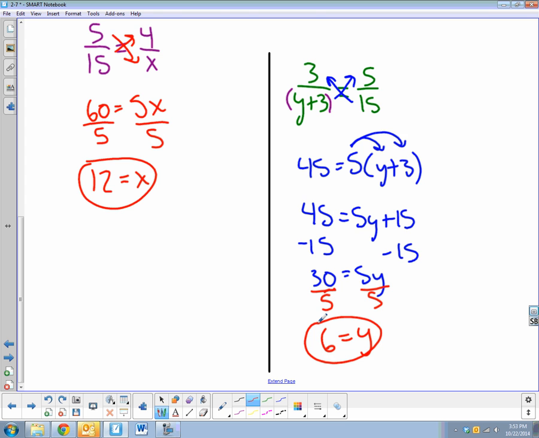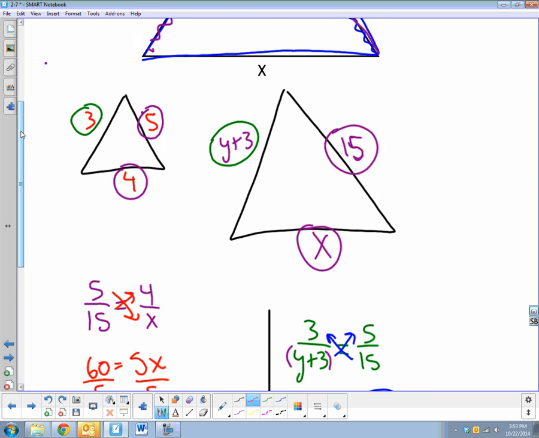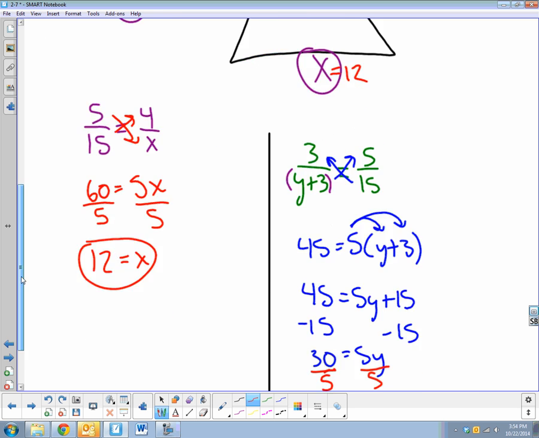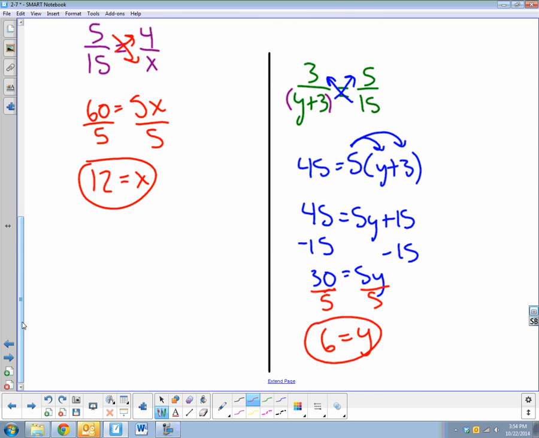Which, if we go back to our idea that it's 3 times as big, you can always pause and go back. 4 times 3 is 12. 5 times 3 is 15. 3 times 3 is 9, which would mean that y would have to be 6, because 6 plus 3 is 9. So it does work, and we can set up that proportion and solve. That was a tricky one. We'll keep talking about that.